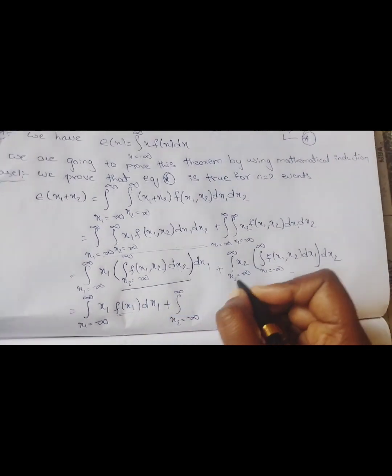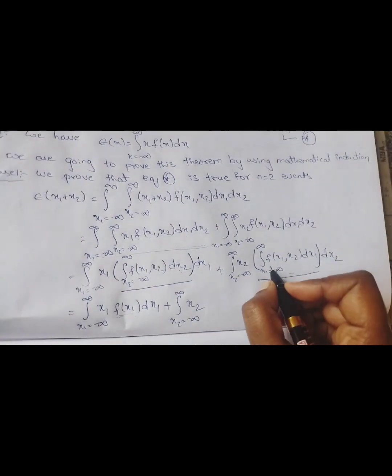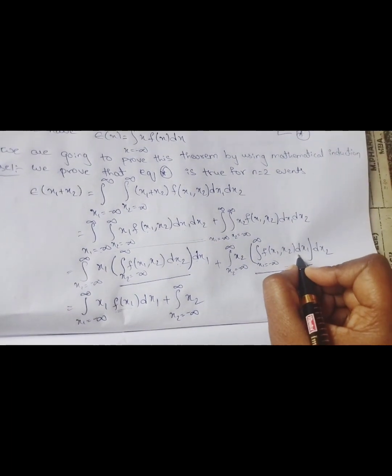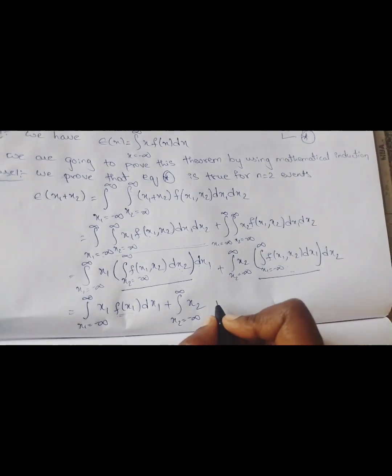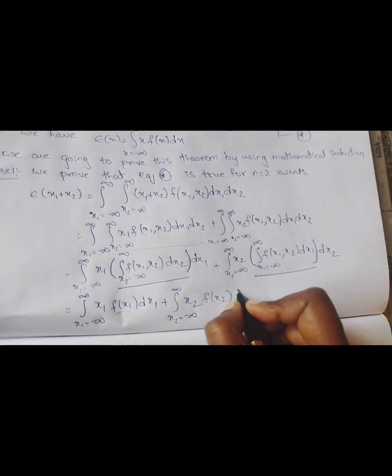Plus, similarly here also, the integration from x2 equal to minus infinity to plus infinity of x2 as it is. And here the bracketed term, the integration of f of x1 comma x2 with respect to x1, is f of x2. So f of x2 into dx2.